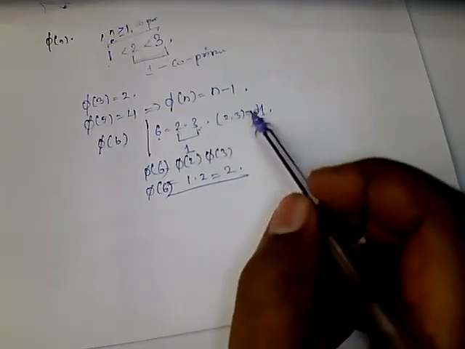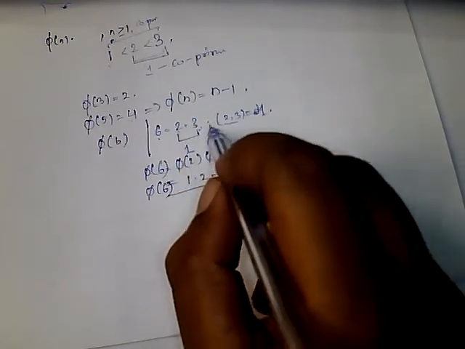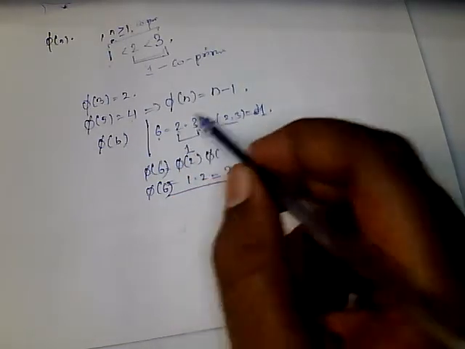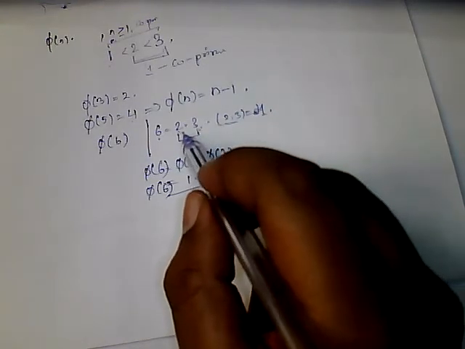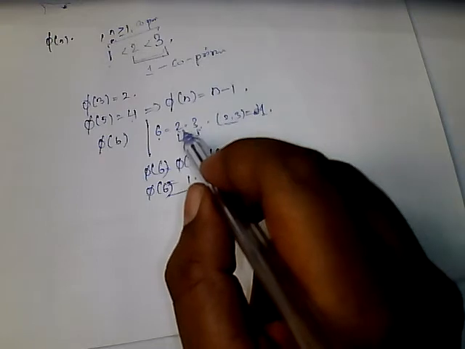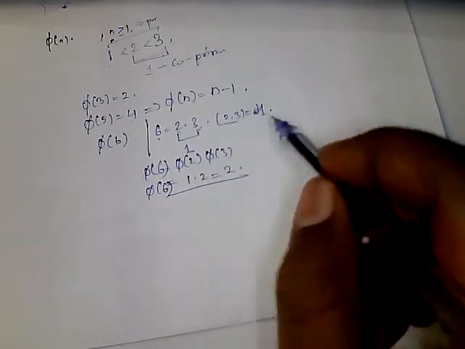Why do we have to deal with GCD of 2 and 3 equal to 1? Alright, if you don't have 2 and 3 as co-primes, then you won't get the result, because this phi function is not completely multiplicative.